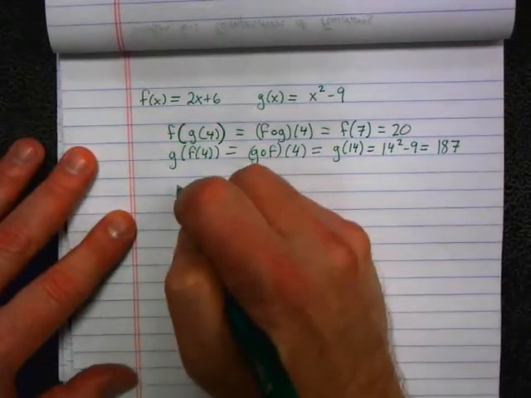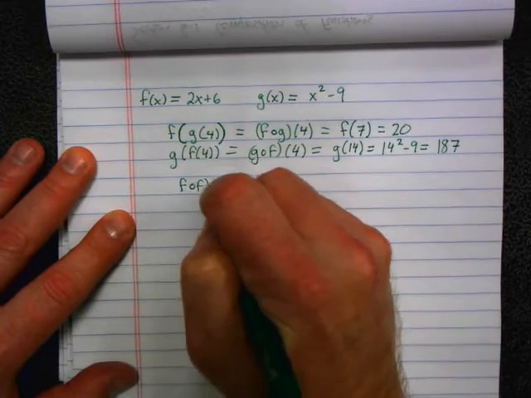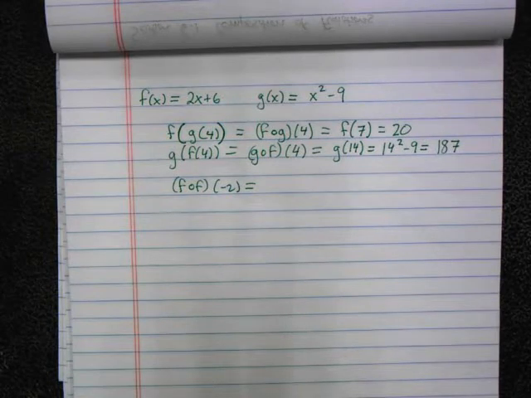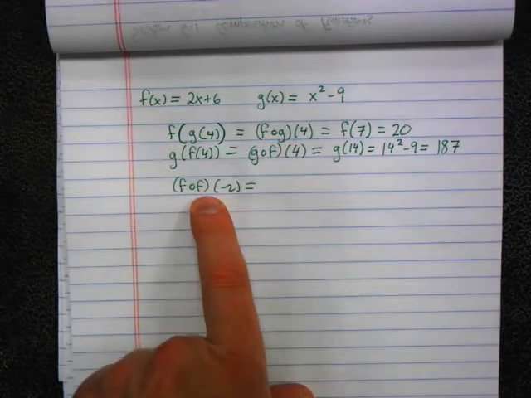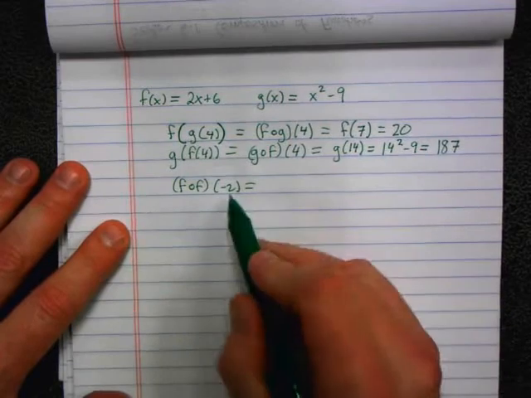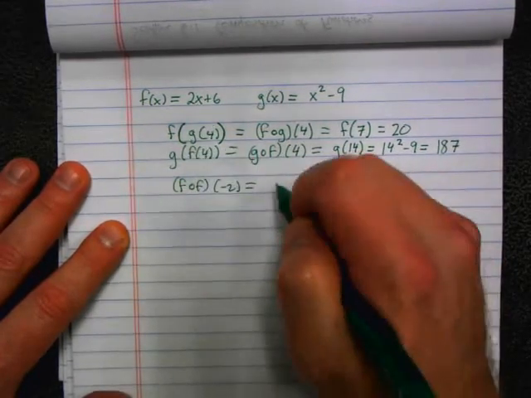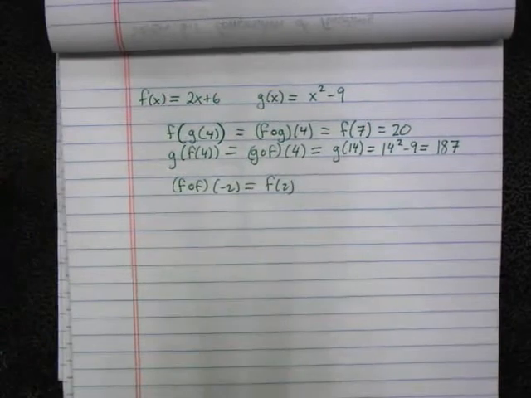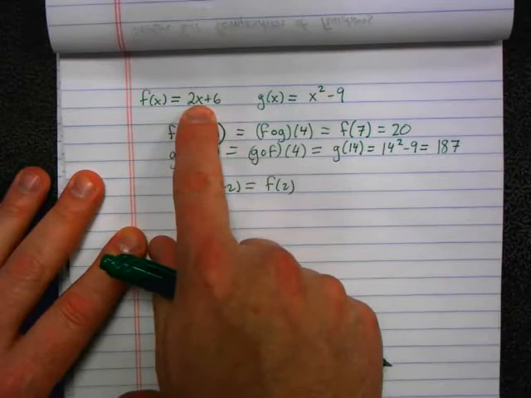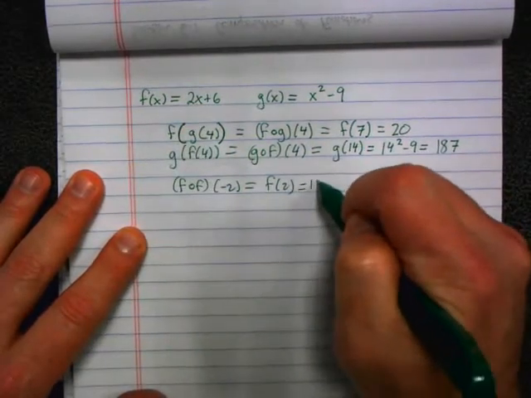What if I asked you to do FOF at -2? What would that symbol mean to do? Take -2 and plug it into F, and then whatever answer you get, plug it into F again. That's correct. So I take -2 and plug it in there. I'm going to have -4 plus 6, that's 2. So I plug negative 2 into one of the f's, so I got the answer 2. Then I take 2 and plug it in the f again, and I get 4 plus 6, that's 10.